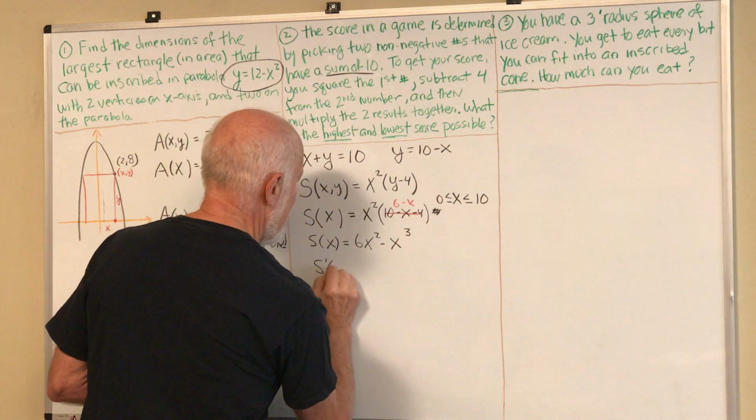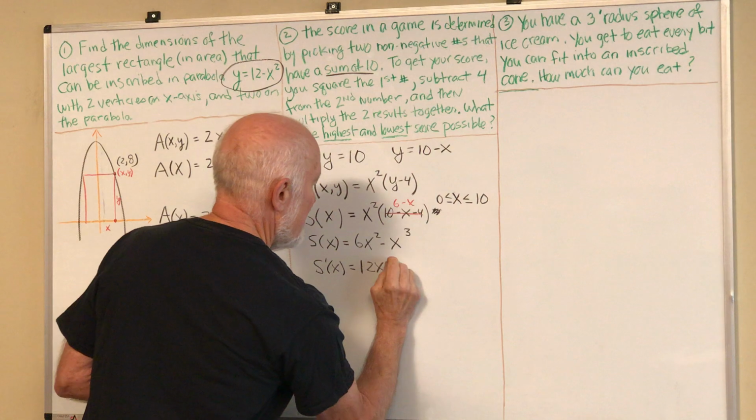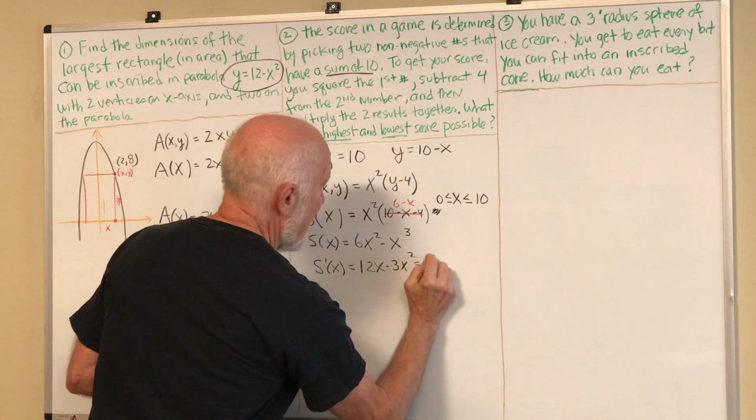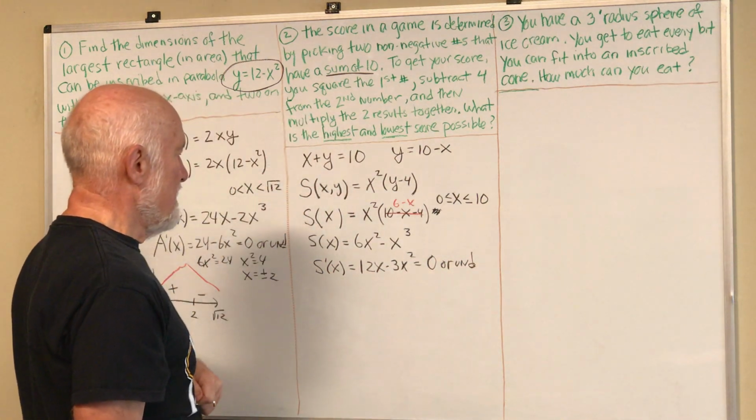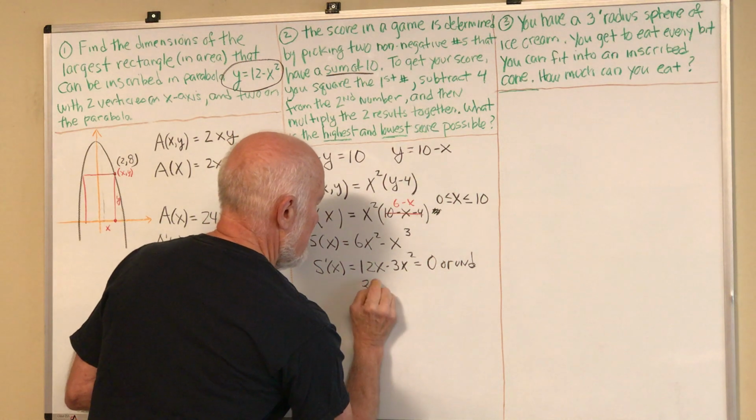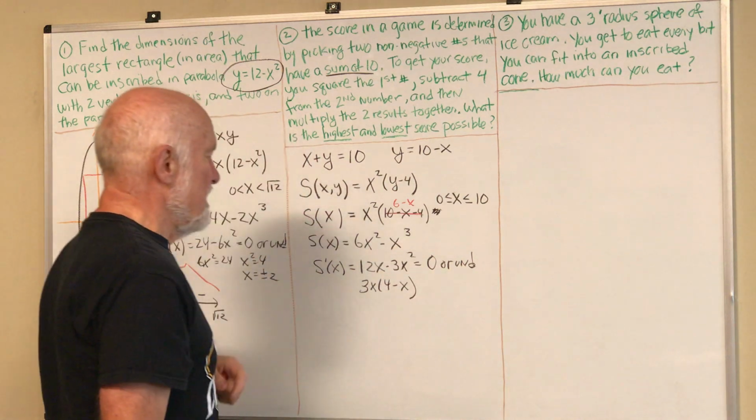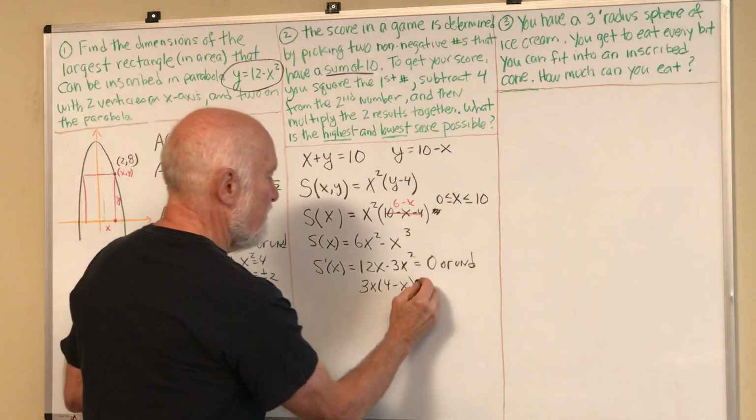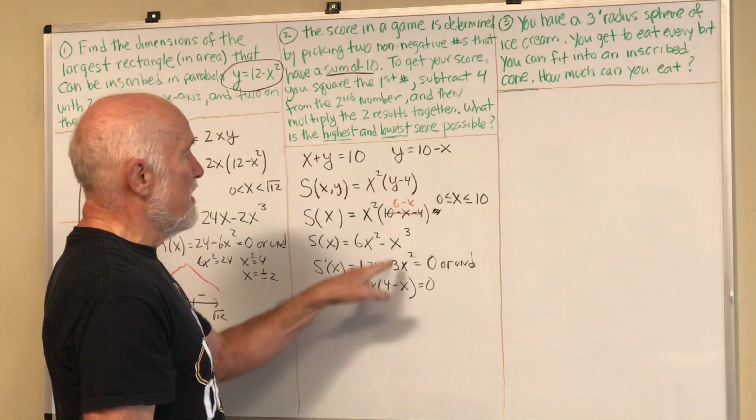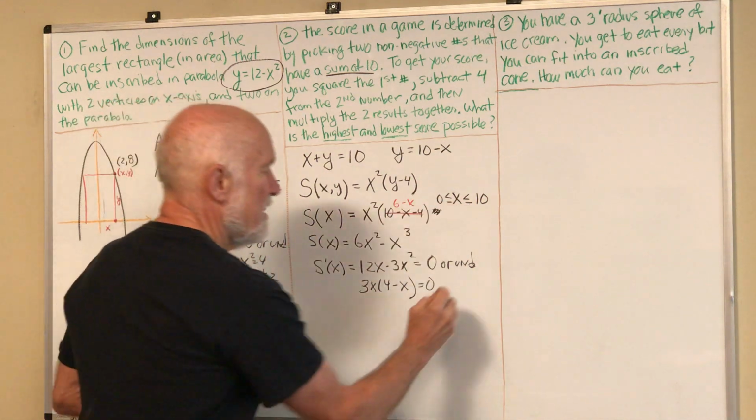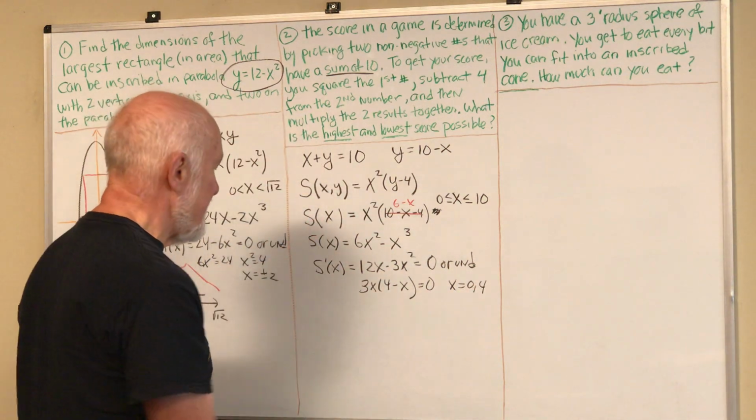And then I can take my derivative, and I get 12x minus 3x squared, and like always, I set it equal to 0 or undefined. I can factor out a 3x, and I see my critical values, if I set that equal to 0, because it's never undefined, are going to be at 0 and 4. And both 0 and 4 are in the domain, even though 0 is right at an endpoint.